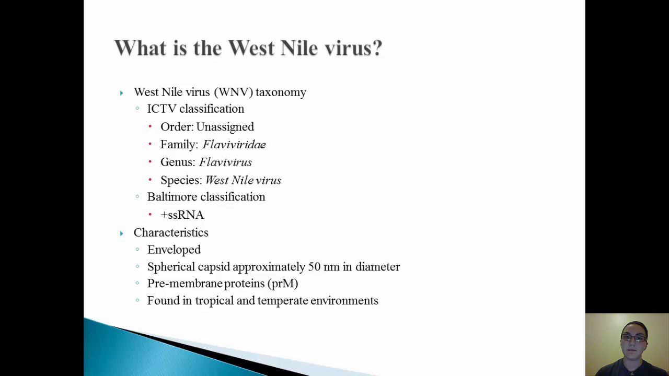The Baltimore classification method is more commonly used than ICTV classification. Several key characteristics of West Nile virus include that it is enveloped, it has a spherical capsid of approximately 50 nanometers in diameter, it can range anywhere from 45 to 60 nanometers in diameter. It has pre-membrane proteins, and the function of these proteins is to ensure that envelope proteins are correctly and properly folded. West Nile virus exists in both tropical and temperate climates and environments.